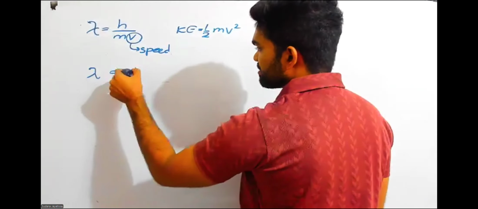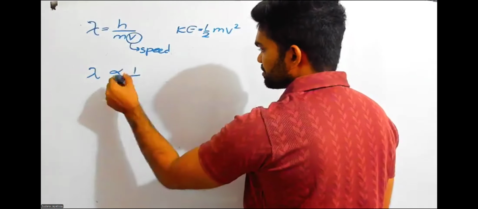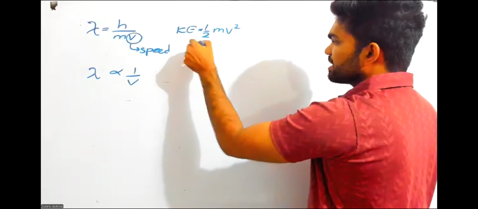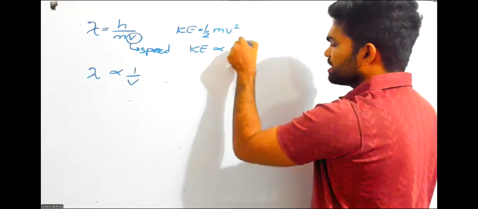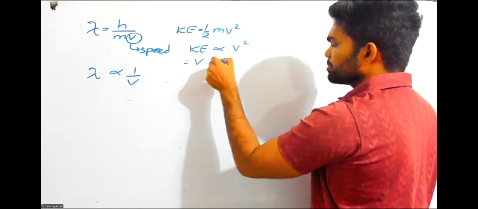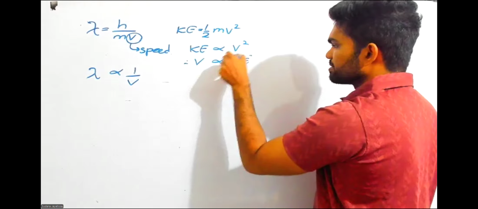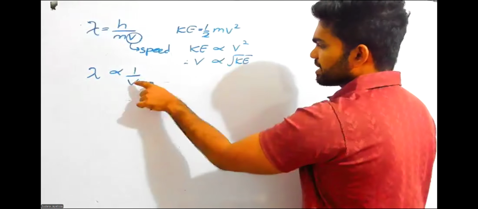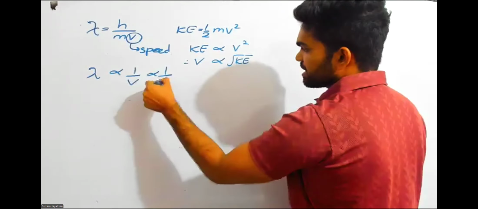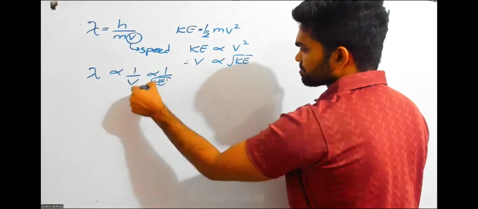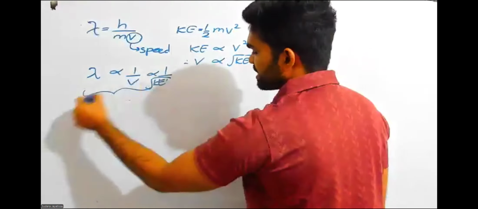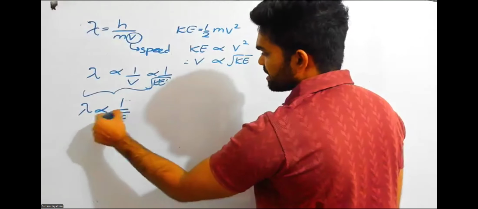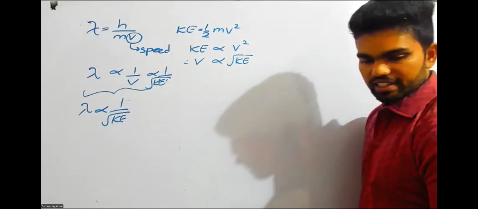Lambda is inversely proportional to speed. Kinetic energy is directly proportional to speed square, and therefore speed is directly proportional to the kinetic energy root. So in the place of this speed we can place the kinetic energy root. Simply, we can now state the relationship between wavelength and kinetic energy root. Is that clear?